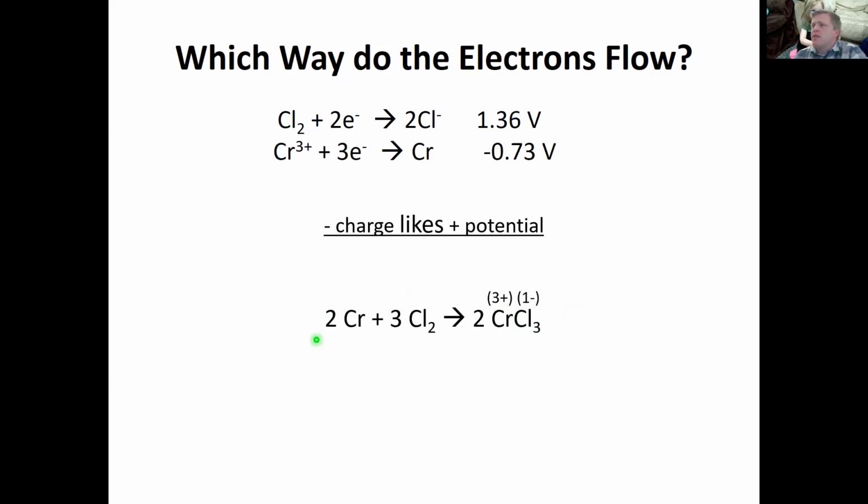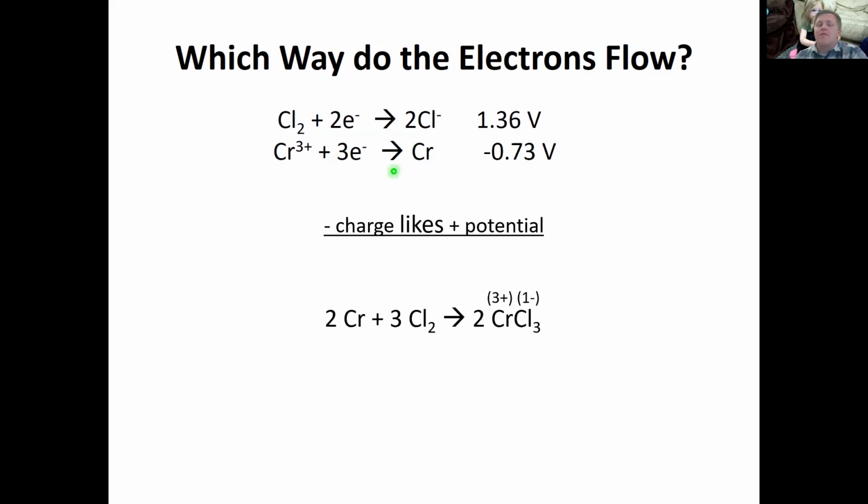Now, how do we figure out these coefficients of 2s and 3s on here? Well, we're going to have to try and balance out the number of electrons for each of these. So this top reaction has 2 electrons involved in it. This bottom reaction has 3 electrons. Now they need to both have the same number of electrons because we need to transfer all of the electrons from one place to another. We can't have electrons being created or destroyed. So we have to have the same number of electrons in each of these.